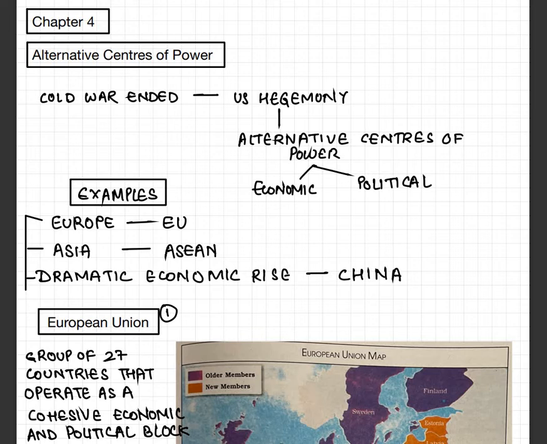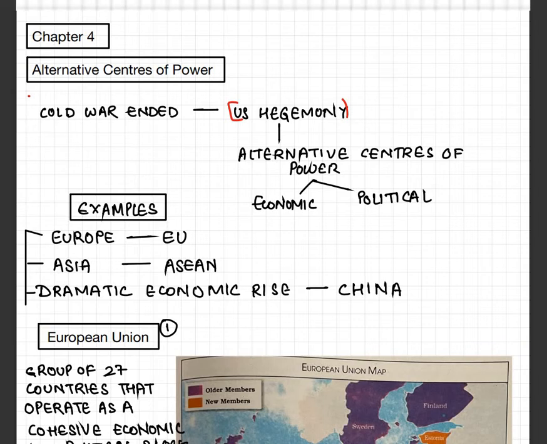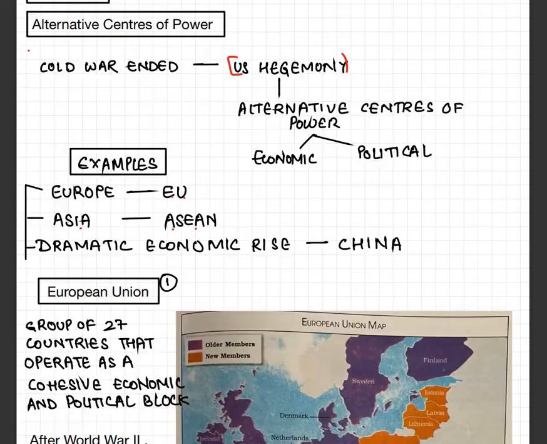For example, in Europe, we had European Union. In Asia, we had ASEAN, right? Then China also started economically rising. So we are going to study all of that in this chapter. इस chapter में हम तीन बहुत ही major associations को पढ़ने जा रहे हैं. European Union, ASEAN and China. These three, they basically were created in this chapter.